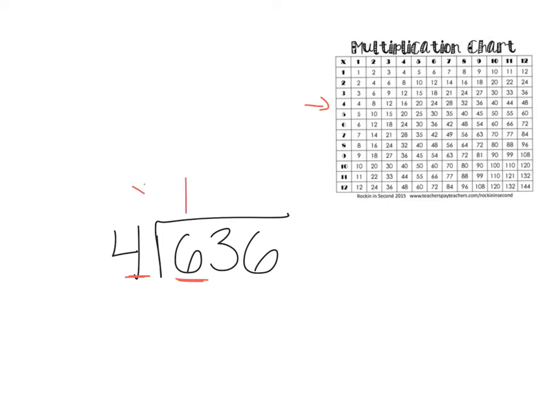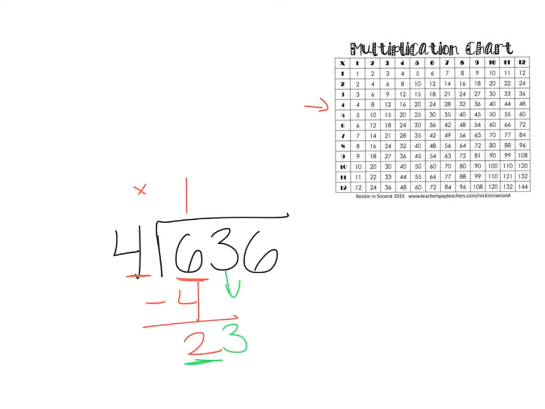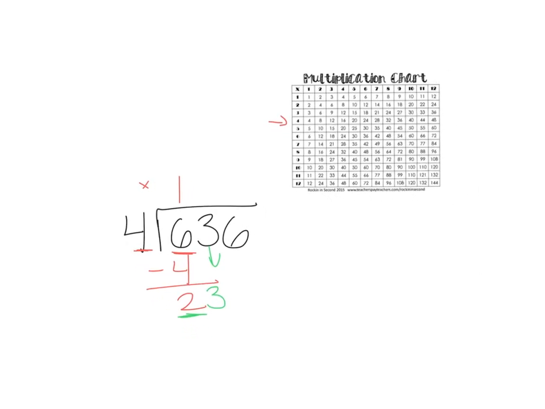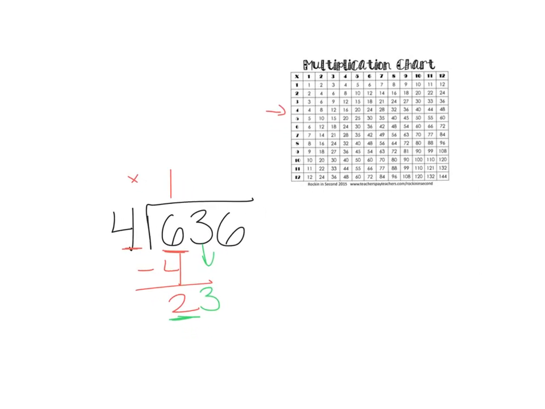Now I need to multiply. 4 times 1 is 4. Subtract 6 minus 4 is 2. Now again, my number here is too small, so I need to bring down my 3. Now, I'm going to zoom out here. There we go.